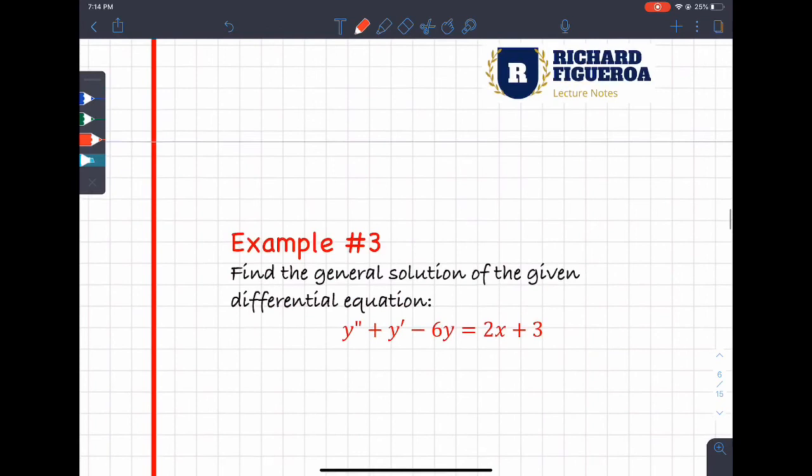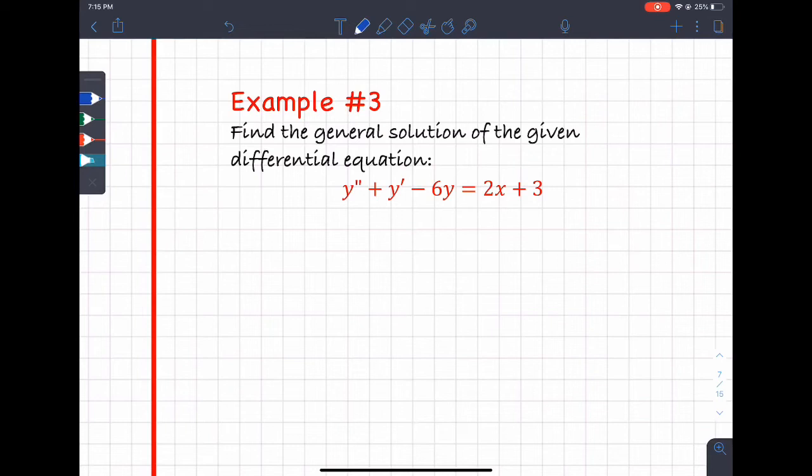Example number 3. So we are to find the general solution again, but this time around the one on the right side is an algebraic function. So again, we're going to get the complementary solution. So m squared plus m, and then minus 6 would be equal to 0.